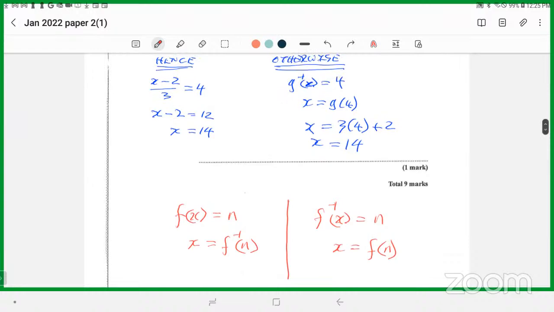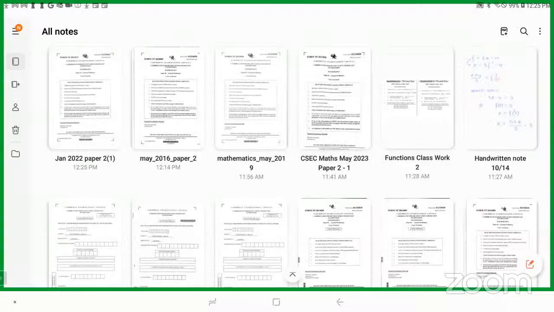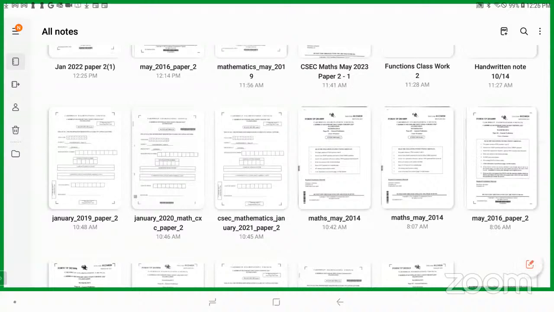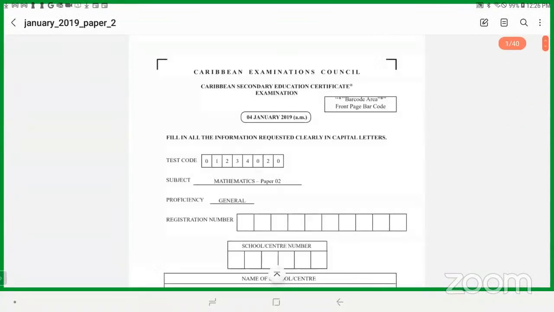I think there's another question on this paper. Nope. That is it for this paper. That was a functions question. Let's do a variations question now. There's a variations question in January 2019. Let's go and do that one. January 2019, number 2C is a variations question there.